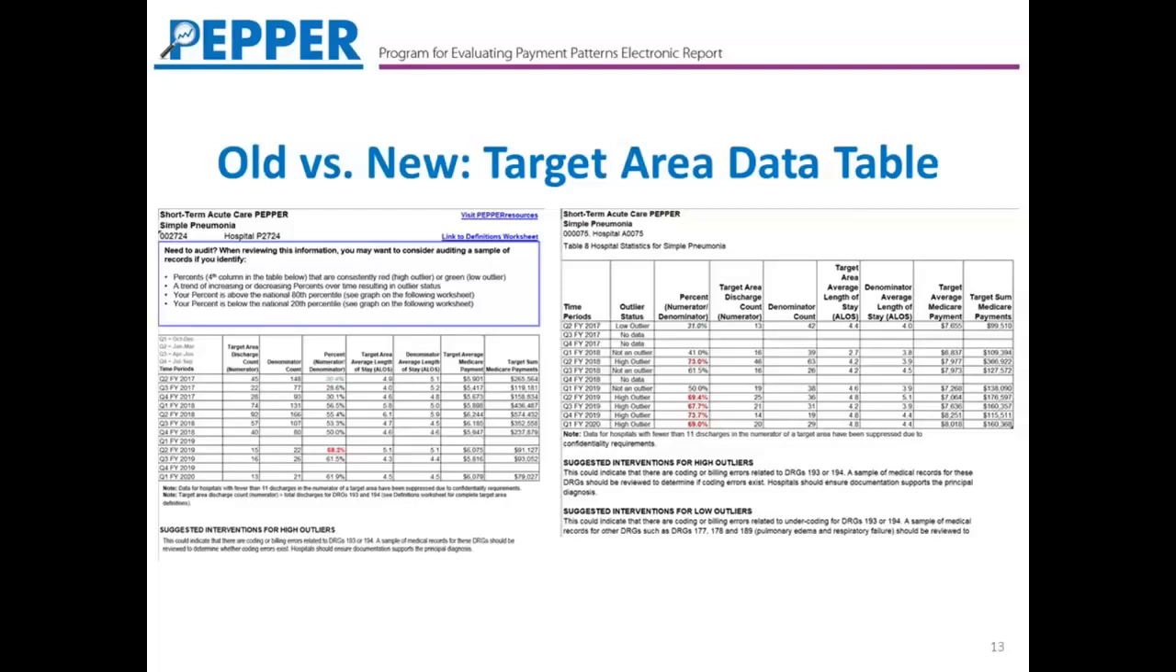And you'll also notice that we have moved the percent column over to be next in line from the outlier status. Before, the percent column came after the numerator and the denominator. Now we have moved it to be next to the outlier status column.